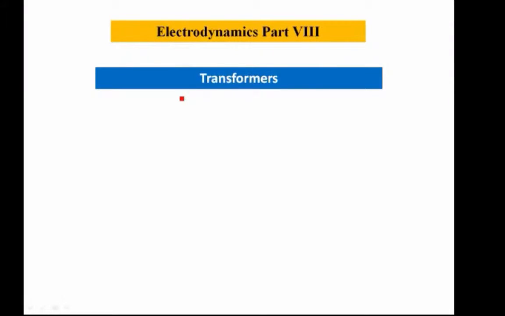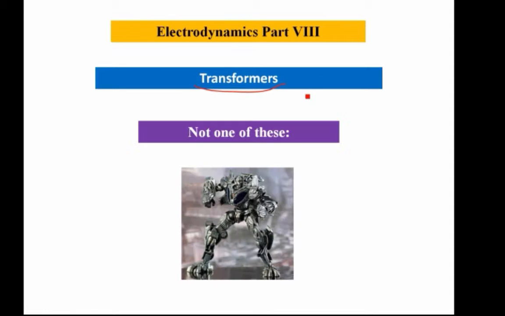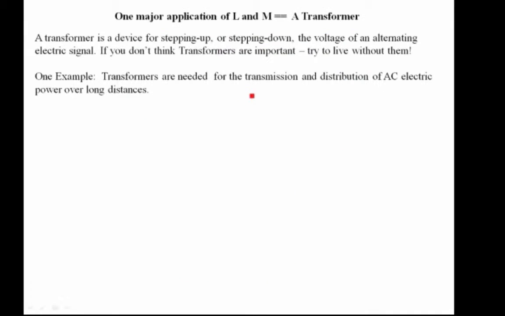Let's discuss transformers. This is a very practical application of what we know about the magnetic coupling of circuits. Just to be very clear, by a transformer I don't mean one of these. This is an application of what we know about self-inductance and mutual inductance. And just to remind you what a transformer is, it's a device for stepping up or stepping down the voltage of an alternating electric signal.